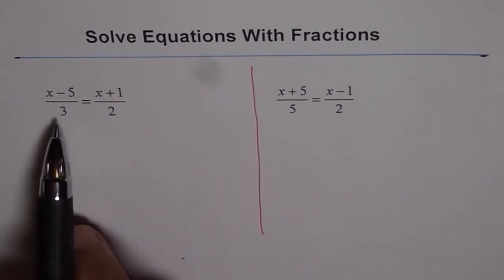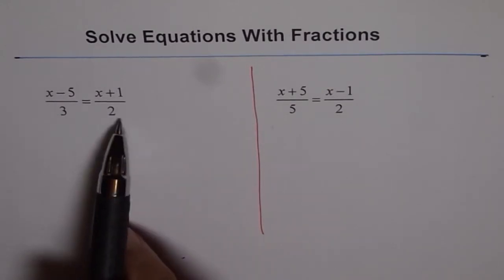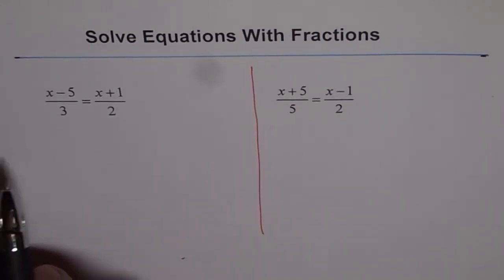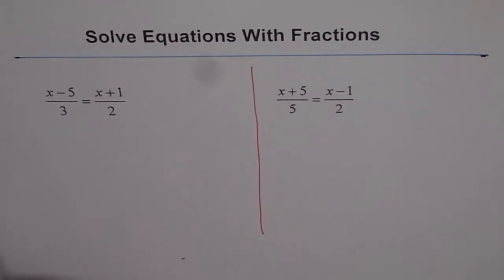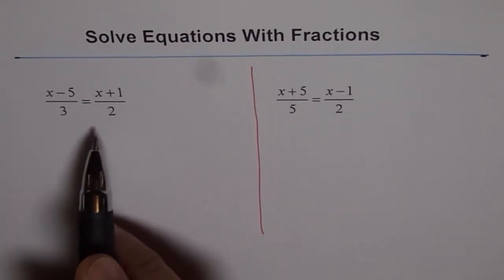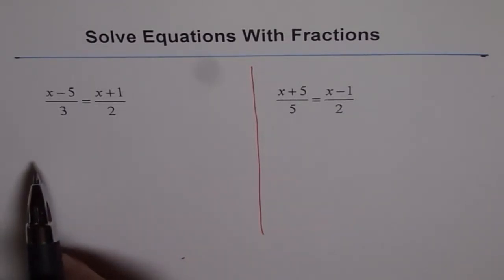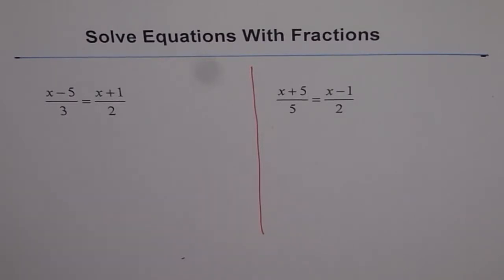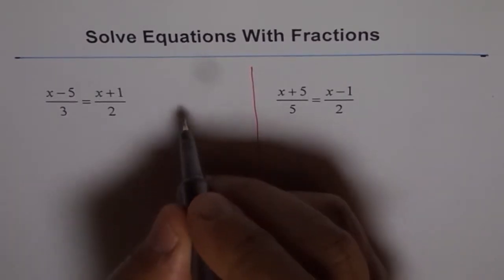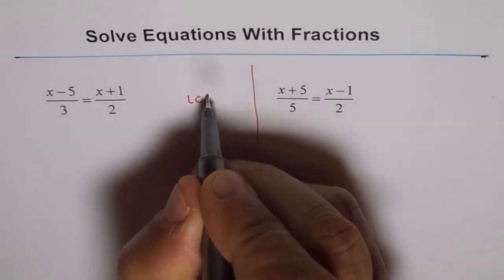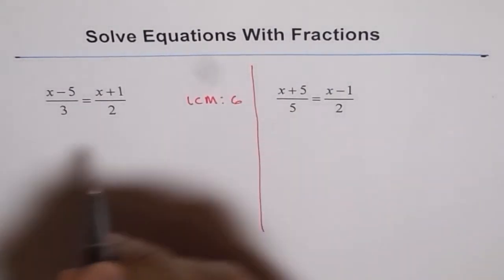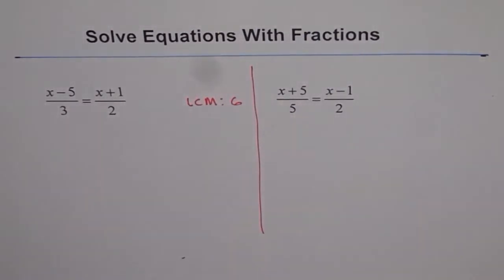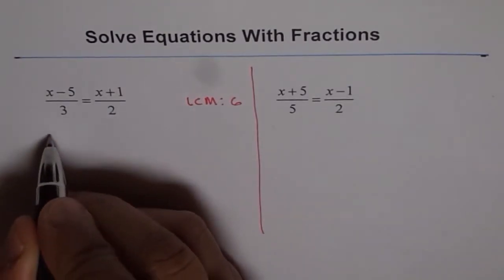So what is the lowest common multiple? 3 and 2 are the denominators. Both are prime numbers. So if the numbers are prime, then you just multiply them to get the lowest common multiple. So LCM here is 3 times 2, which is 6. So we'll multiply both terms by 6, and then solve for x. So let's do that part.